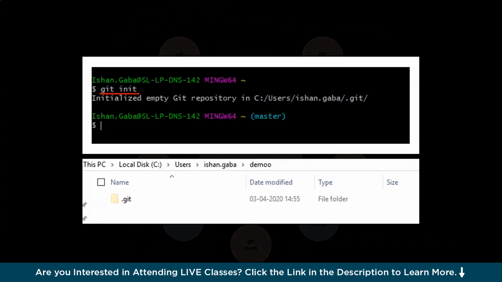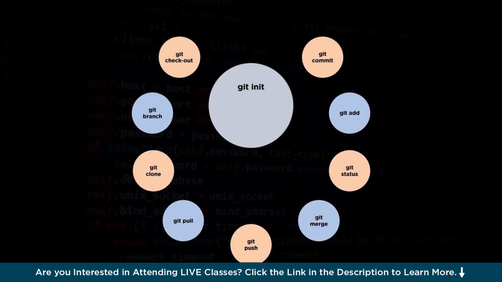Post this command, something called the master will appear on the screen. Whenever a Git repository is created for the first time, it creates a branch. The branch name is master, which is why we see a master on the screen.